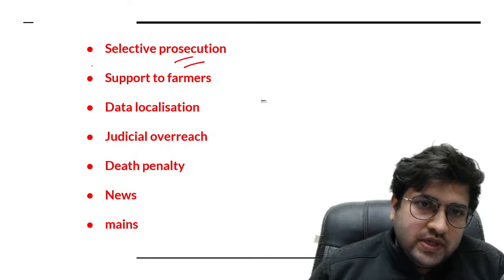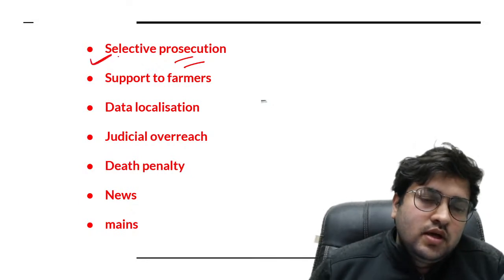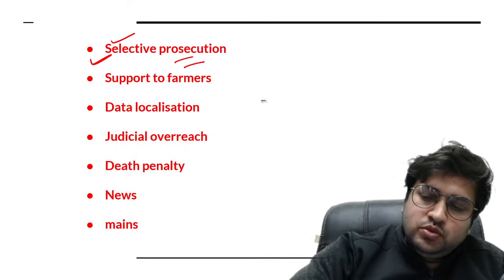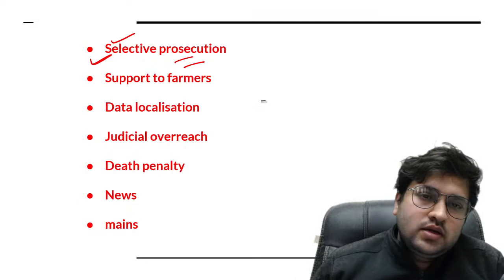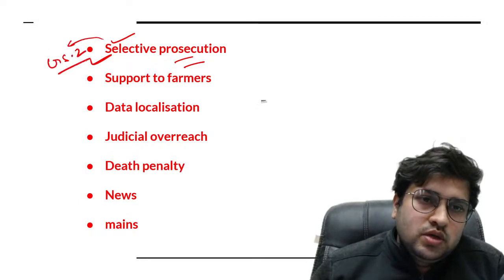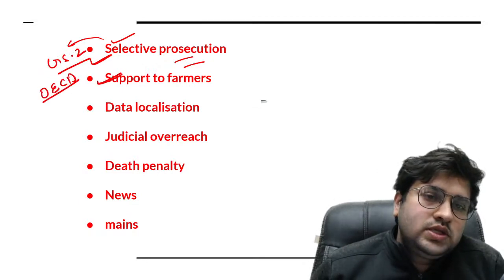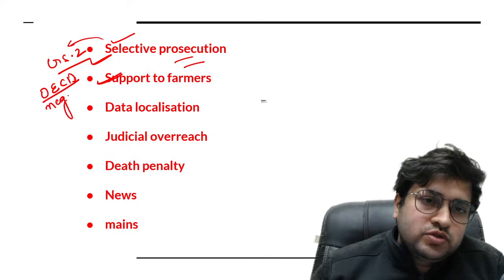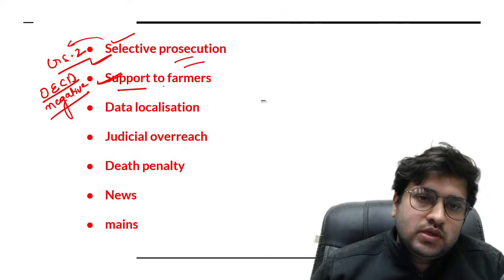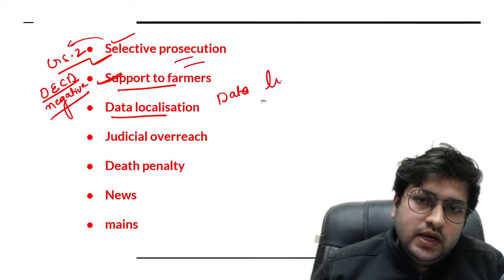Today's topics are in the Hindu analysis. First is about selective prosecution. What do you mean by selective prosecution? You can use the argument mentioned in this article under GS paper 2. Second is about the OECD methodology, the concept of negative support. We will try to understand what basically is negative support to farmers. Then we will try to understand data localization. What do you mean by data localization? There are many aspects that we are going to discuss.